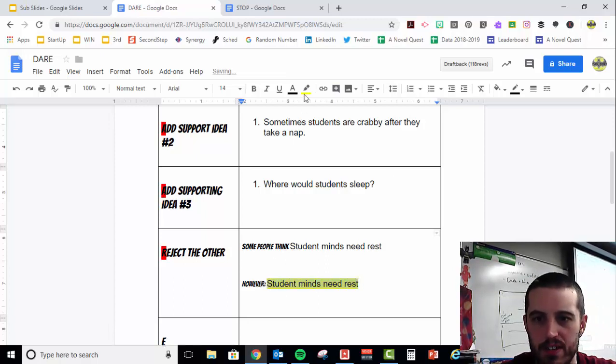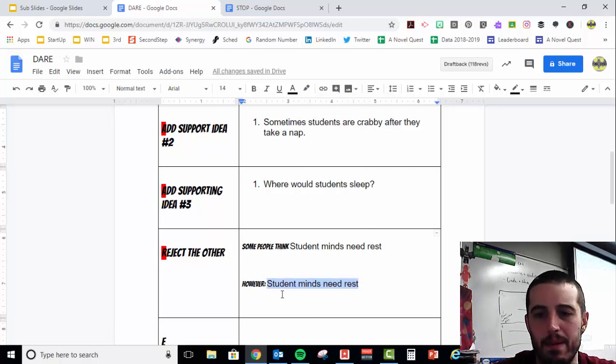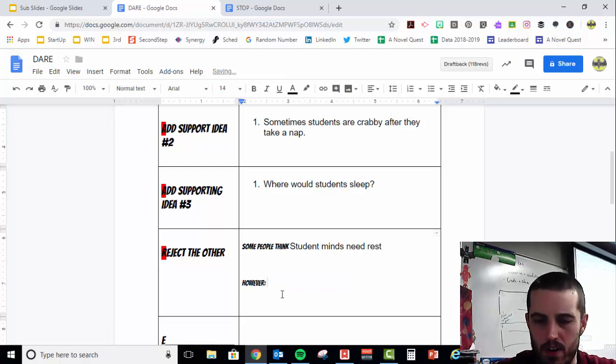I'm going to do this so I can use this font. I know it doesn't need to do that, but you know, it's me. I got to be picky. So, some people think student minds need rest. However, why are they wrong?